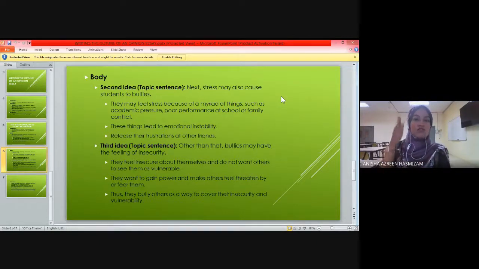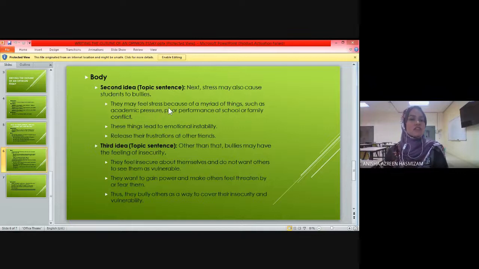Okay, susunan. Markah untuk organization for your essay. There are marks for organization. Okay, susunan essay awak tu kena betul dan kena lancar. Bagus daripada awal sampai habis. Okay, for next. Stress may also cause students to be bullies. Okay. Here are the supporting details.